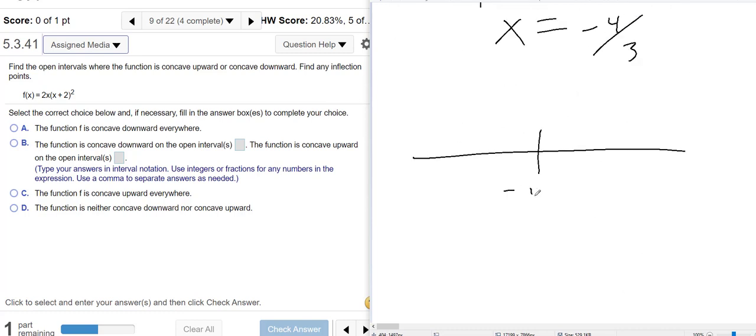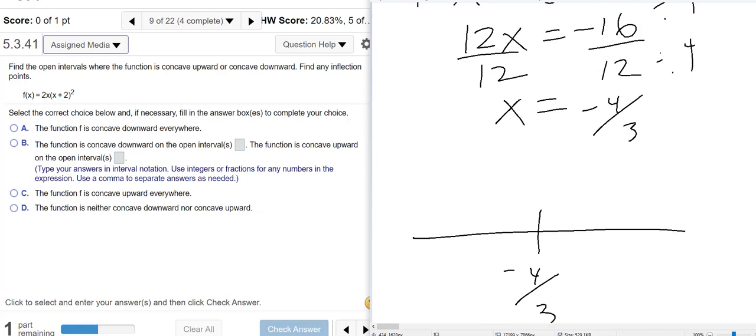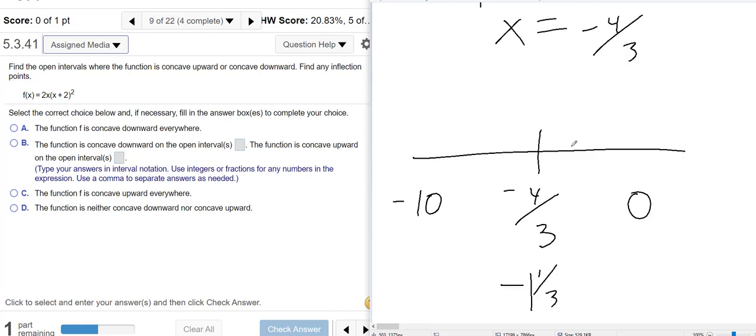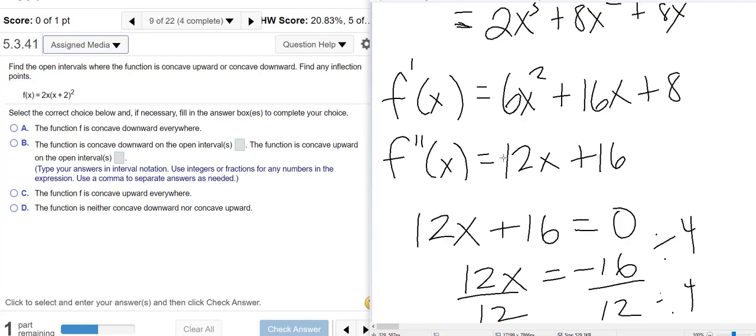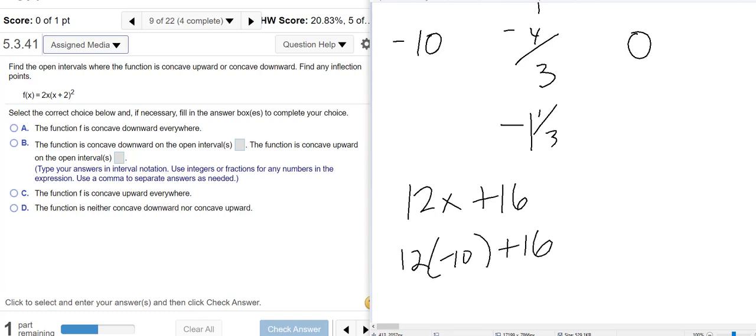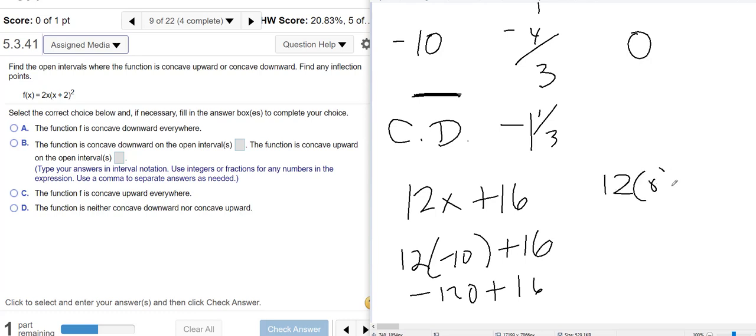I put that on a number line, negative 4/3. To the right of that is a number like 0. To the left, that's negative 1 1/3, so I'll just pick something like negative 10, anything as long as it's to the left. I have to put that into the second derivative, which is 12x plus 16. So 12 times negative 10 plus 16 is negative 120 plus 16. So it's negative on this side, concave down. Then I put in a 0: 12 times 0 plus 16 is just 16, so it's positive over here, so it's concave up.